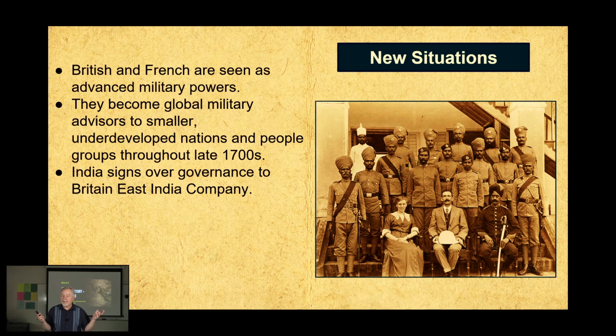Britain, on the other hand, becomes this major military advisor to smaller and underdeveloped countries. Other developed countries are starting to look to Britain, as well as France, but primarily Britain in this time, for advice, for contracts, for negotiations, for how can you help us rise to power. You're going to see this in a big way in Africa. India is going to sign over its governance to the British East India Company. So the whole nation, the whole people group, is going to literally turn their country over to the CEO of this big monopoly company called the British East India Company.